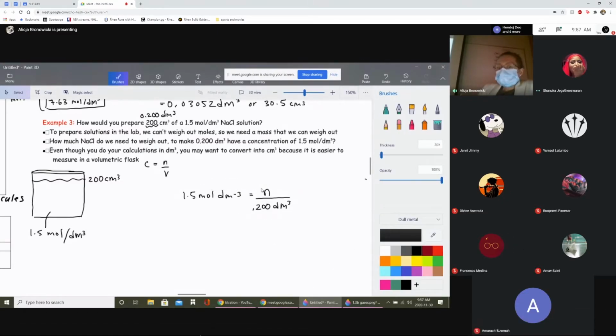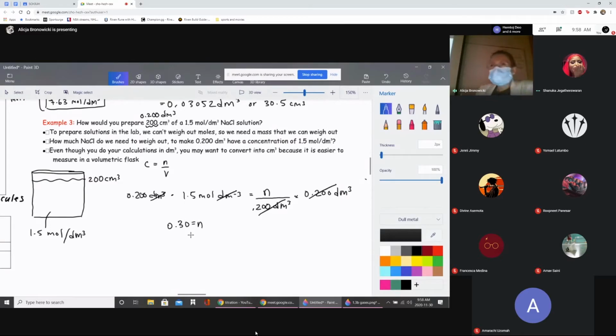Okay, so now we're going to solve for how many moles we want of sodium chloride, times 0.200 dm³. These cancel, so dm³ and dm⁻³. And I get 0.30 equals n. So that's how many moles of sodium chloride I need.